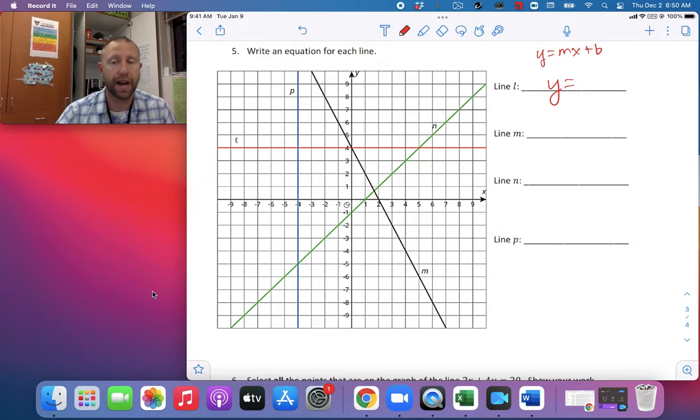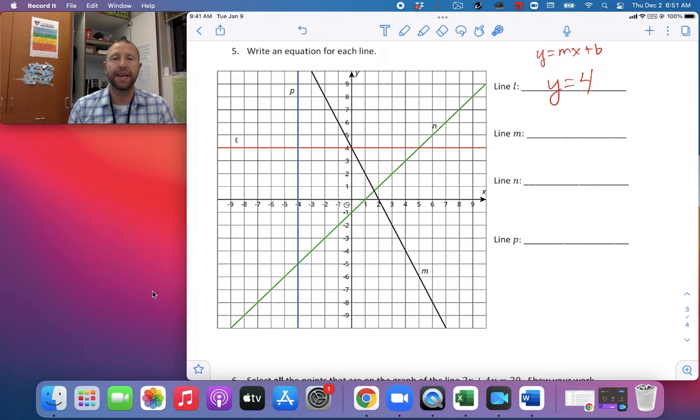It's just y equals, and then it's wherever it crosses the y-axis at, and I can see that it crosses the y-axis right here at 4. So my equation is just y equals 4. It's a special graph. It doesn't have an x in it. Just like, I'm going to skip down right now and do this one down here.